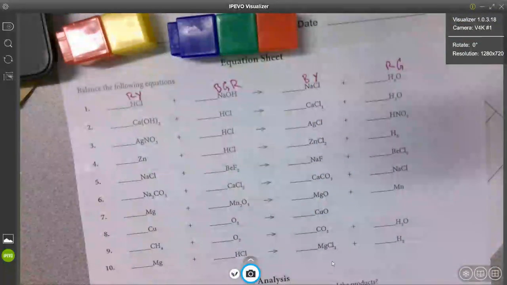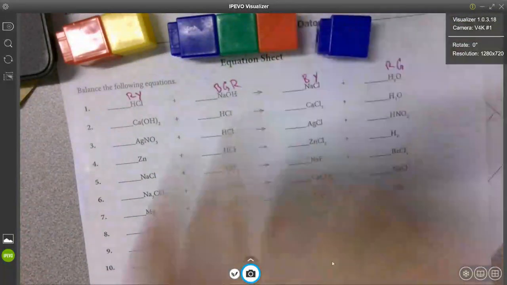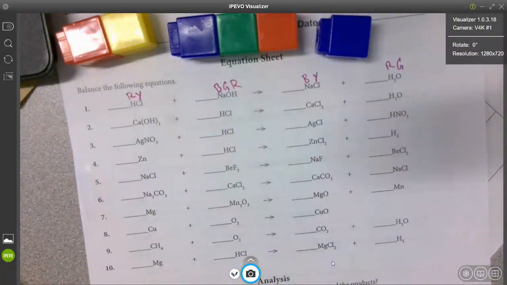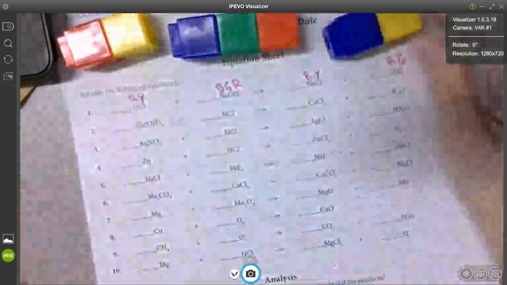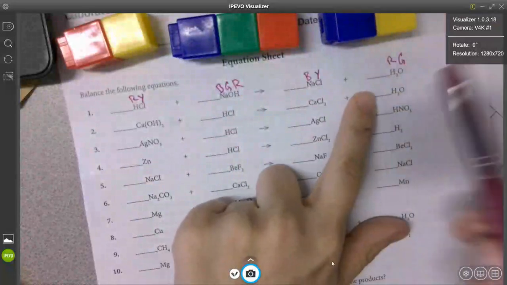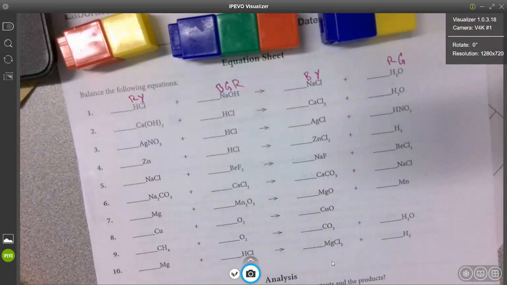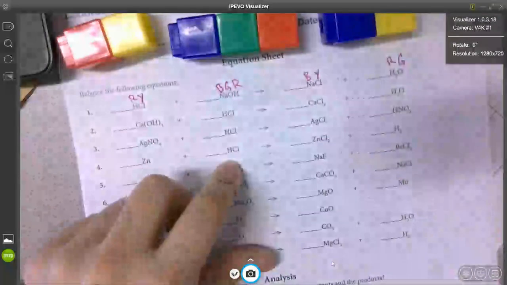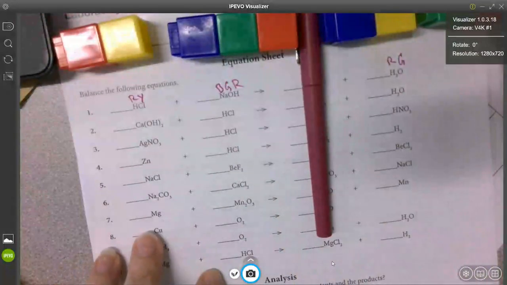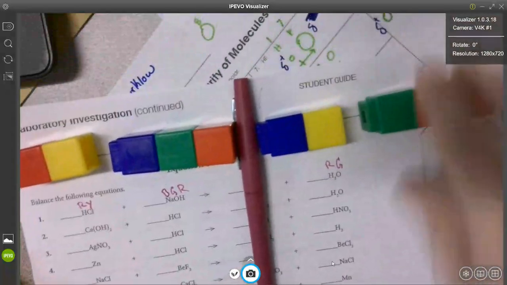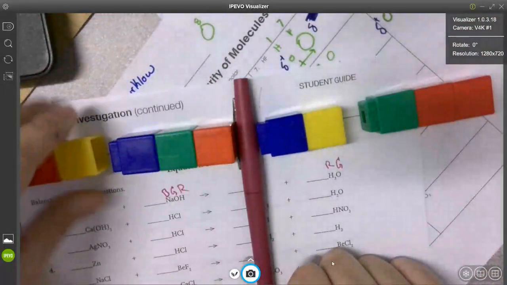So blue, green, red, blue, and yellow. And then make sure you're counting your atoms correctly. I have 2 hydrogens. That means I would have 2 reds and an oxygen. So that would be a green here. So this represents our equation. My pen represents the arrow.